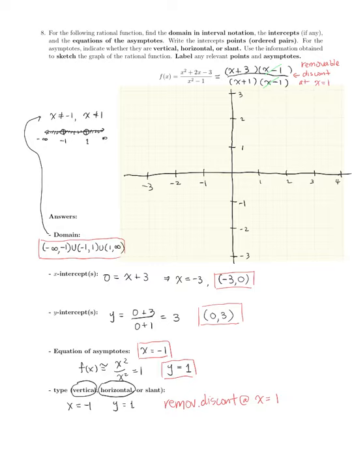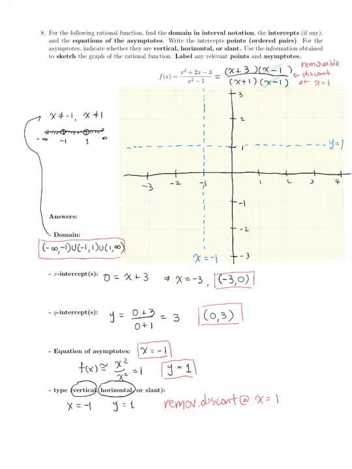So x equals -1 would be right over here. So this is our x equals -1. Now y equals 1 will be the horizontal line. So this is y equals 1. Okay, the asymptotes are done.